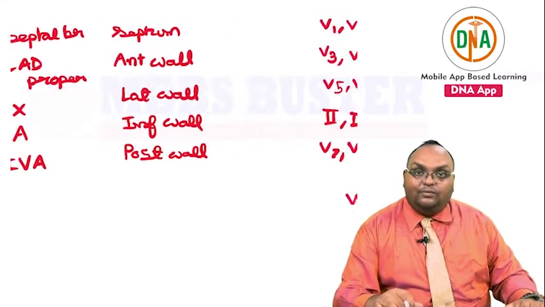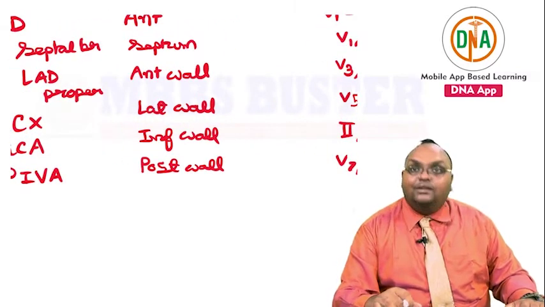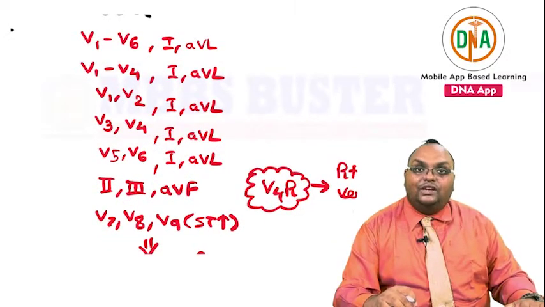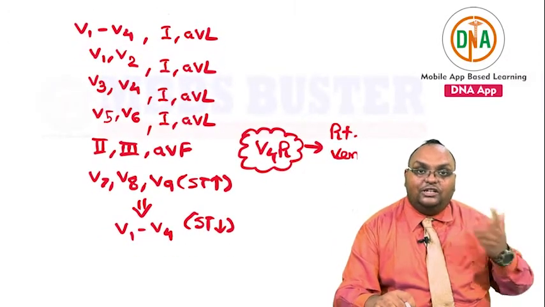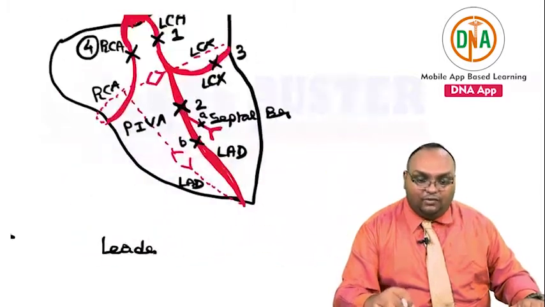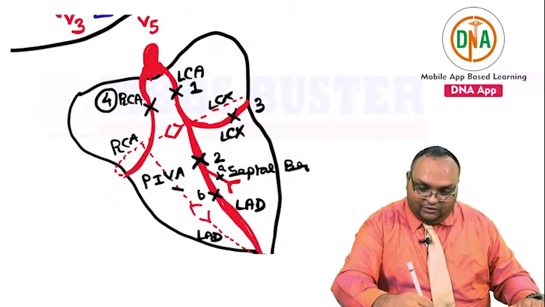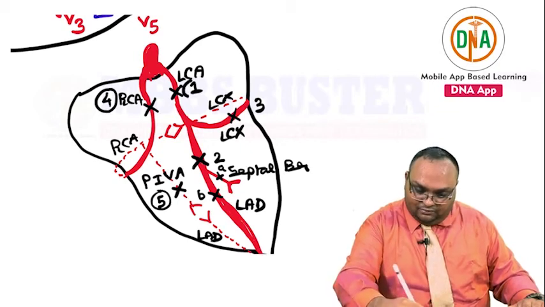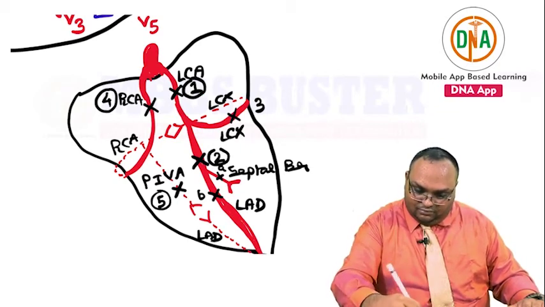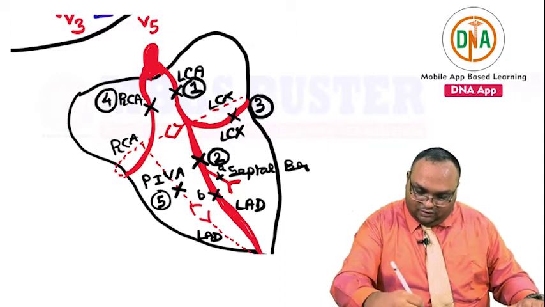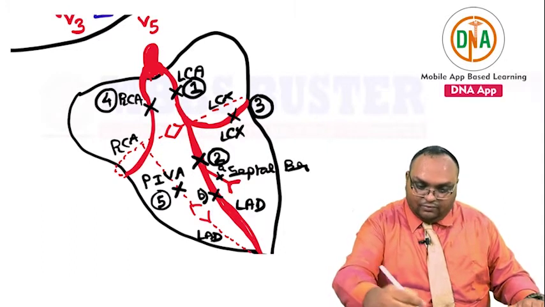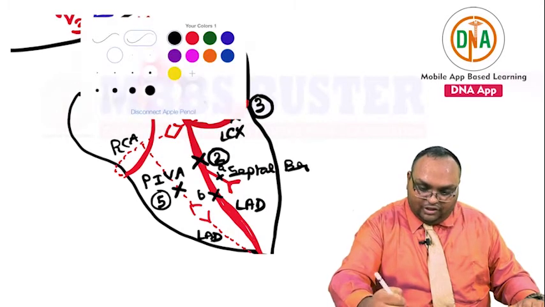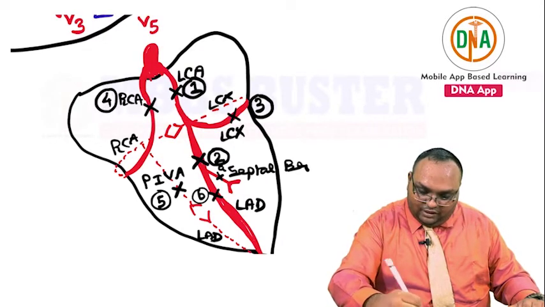And for PIVA, posterior interventricular artery, that is a branch of the right coronary artery, you would have the posteriorly placed leads V7, V8, V9 showing ST elevation and concomitant ST depression on the anteriorly placed leads V1 to V4. So PIVA, if it is blocked, this is 5. Okay. So I think that gives you a clear enough picture of what I have tried to depict.